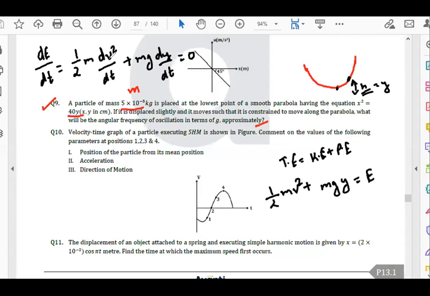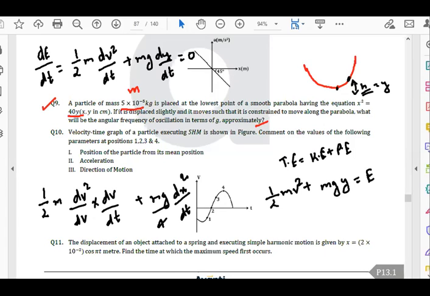Now, since v square is not a function of t, I can use the chain rule over here. I can write half m, now d(v square) by dt can be written as d(v square) by dv into dv by dt. Yes or no? Using chain rule. Plus mg, and this is dy by dt, where y is equal to x square by 40. So I'll take 1 by 40 common, it will be d(x square) by dt. Agree? Yes or no?